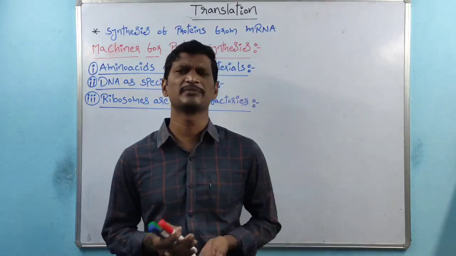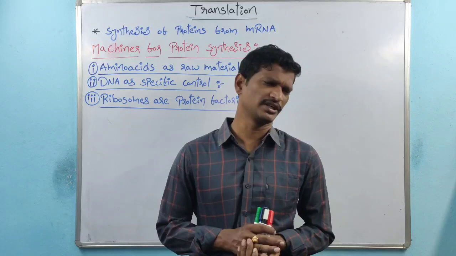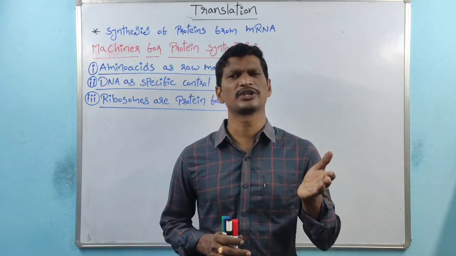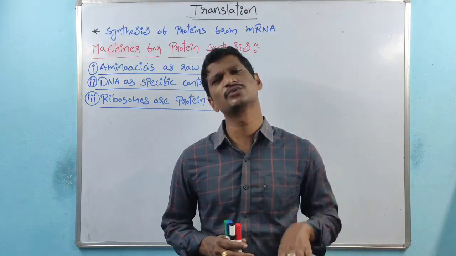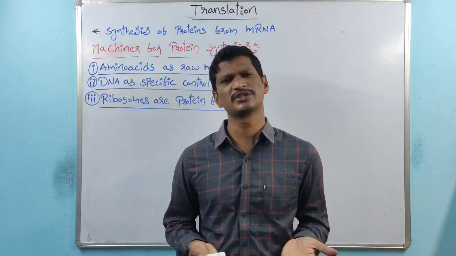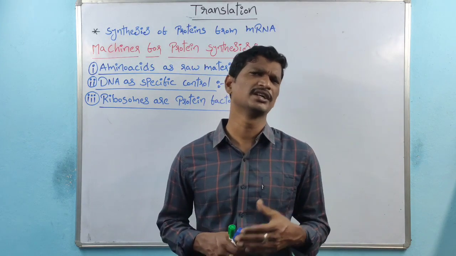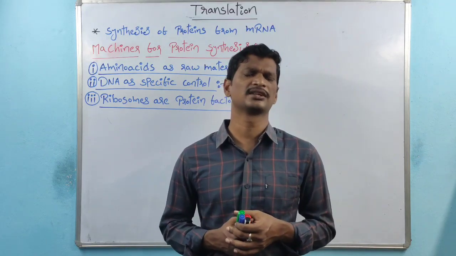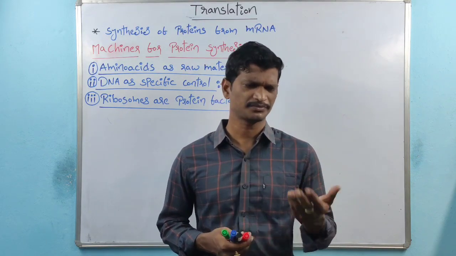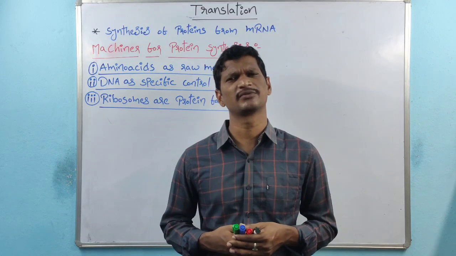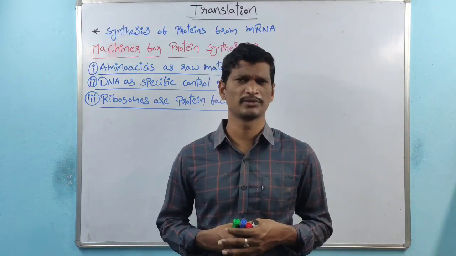And we discussed that the 5' cap supports the transportation of mRNA from nucleus to cytoplasm. Nucleus is present in eukaryotes, right? And the 3' poly A tail is also supporting the transportation of mRNA from nucleus to cytoplasm.